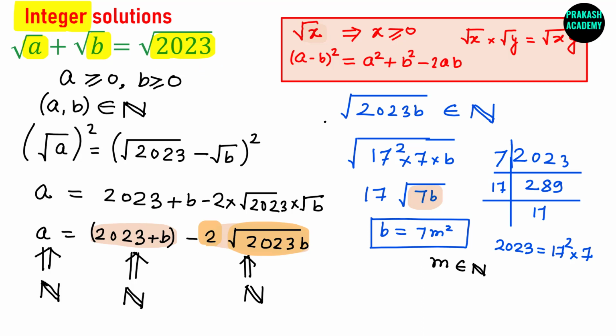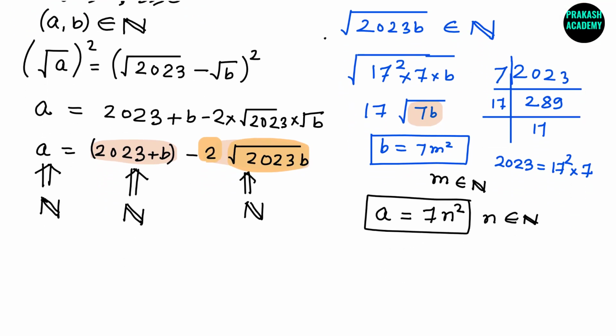Now the same process can be done if I move a to the right hand side and a square and use the same logic. Then in that case, what will be the final conclusion? I can say that a has to be 7 times some number square. Let us call this n. So a has to be 7n square, where n belongs to the natural number set. Now let us substitute this in the original equation. What was the original equation?